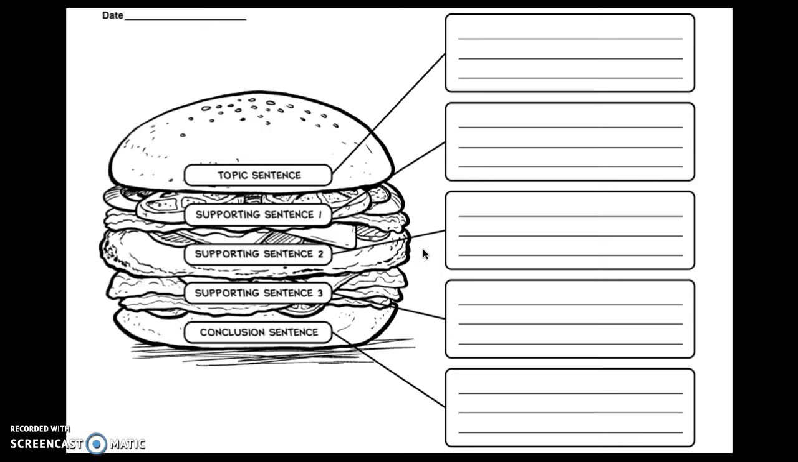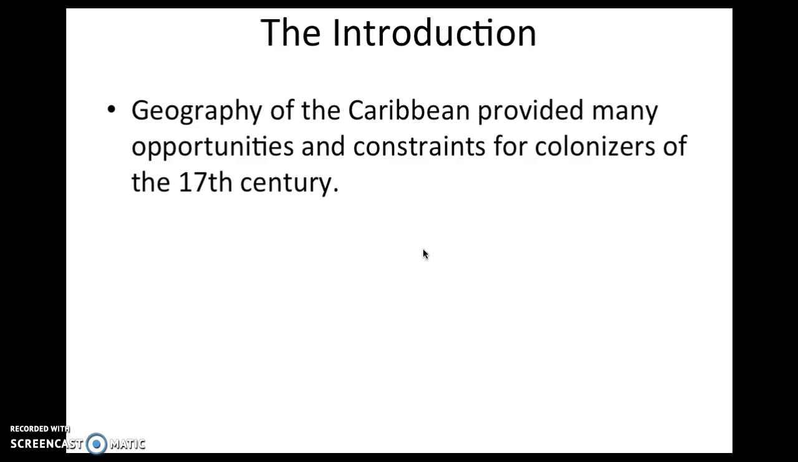A visual to help us write our paragraph would be the hamburger paragraph. So your topic sentence is your bun. All your supporting sentences and details are the cheese, the lettuce, and the tomatoes that go in between, and the conclusion sentence is the bottom bun. Together, you have a very delicious hamburger, but if you forget one of those things, then your hamburger will not be so yummy. So let's write an example.